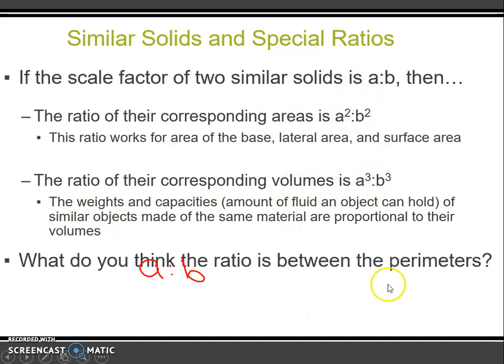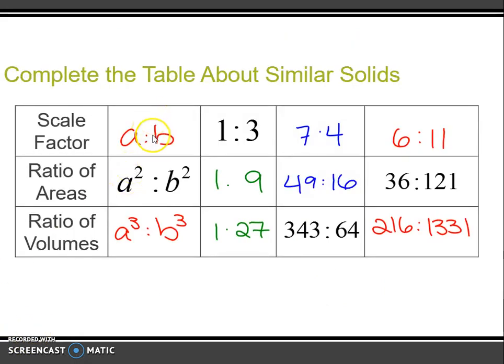The ratio for perimeter is A to B. Okay, just regular. So take a look here. I have A to B, which is the scale factor of two similar figures. If you want to compare their areas, it's A squared, B squared. Volume, A to the third, B to the third. So let's say it's 1 to 3, it'll be 1 to 9, because 1 squared is 1, 3 squared is 9. And then volume will be 1 to 27. 1 to the third power is 1, 3 to the third power is 27. Same thing for 7 and 4. Just square it, cube it. 6 and 11, square for the area, cube for the volume.